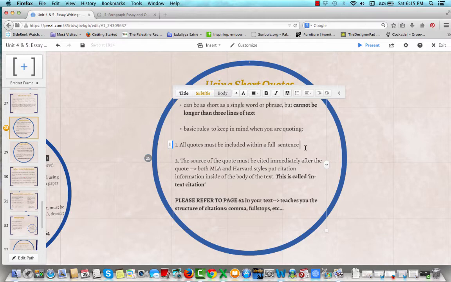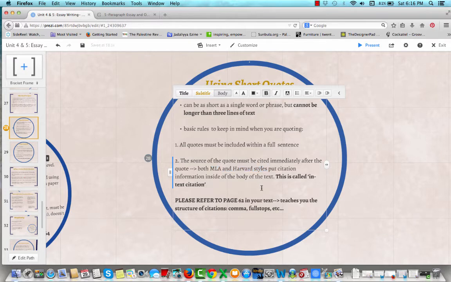All right? Now, usually once you take an actual quote or statistic or something of that sort, it must be cited immediately after the quote. All right, guys. Once you cite, you use different types of citations, either MLA or Harvard, but we're gonna go through that right now.